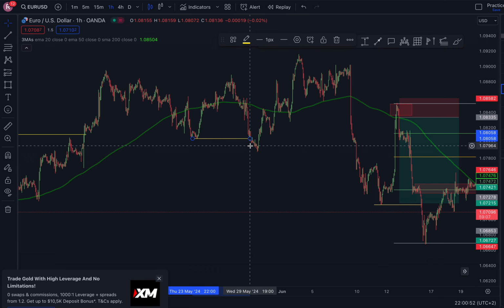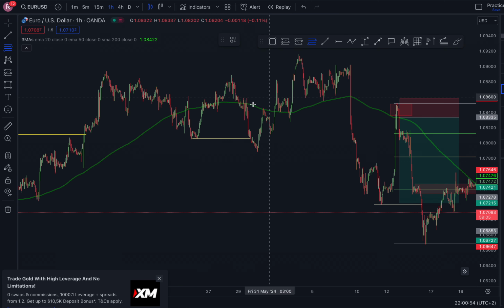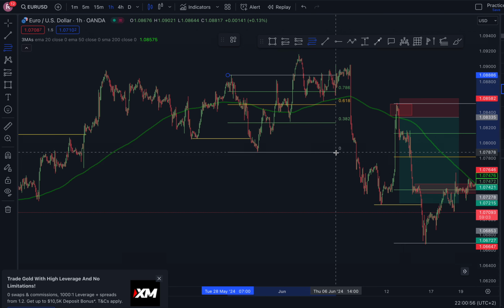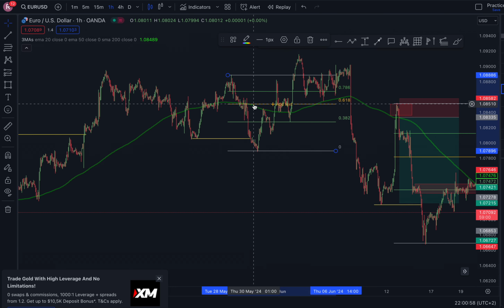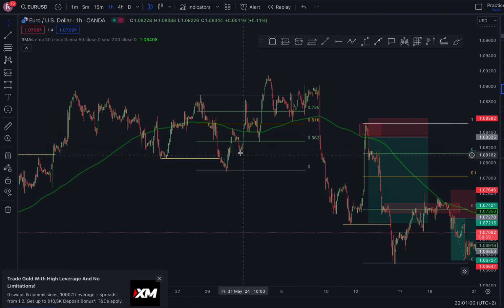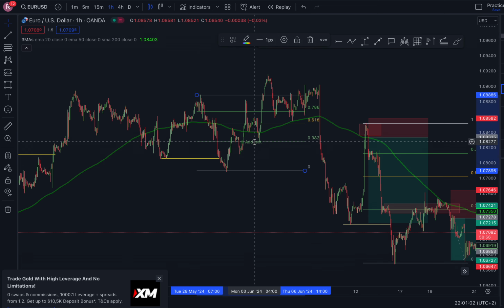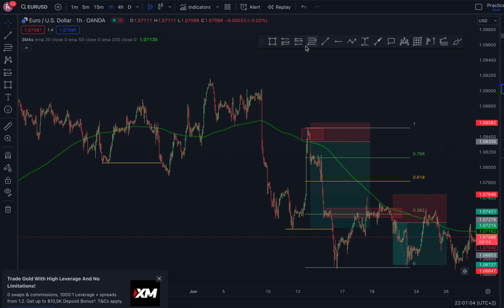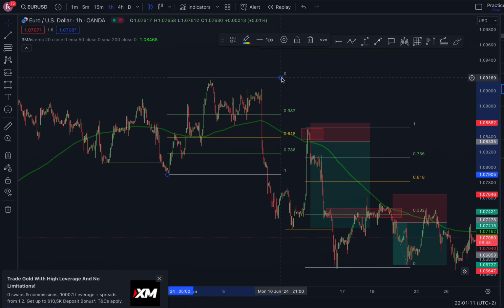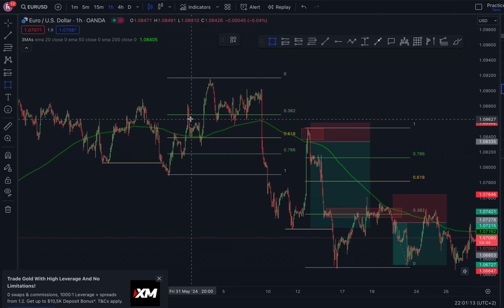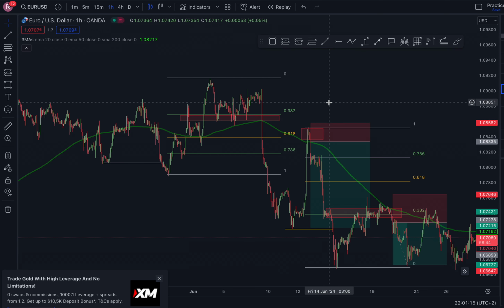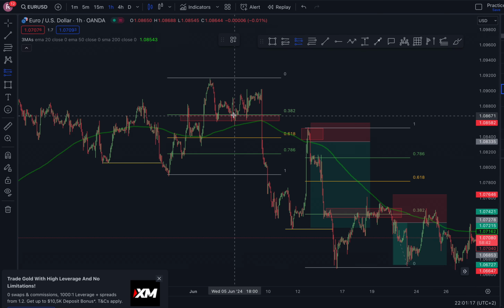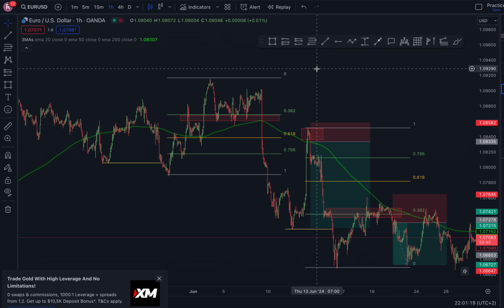This low was broken. As you can see, draw from here to here. No zone was touched here really, so it's a matter of just being patient. So this high was broken. As you can see, we're gonna draw a fib from the low to the high, and you can see our 382 was respected. We're gonna take a trade right here.